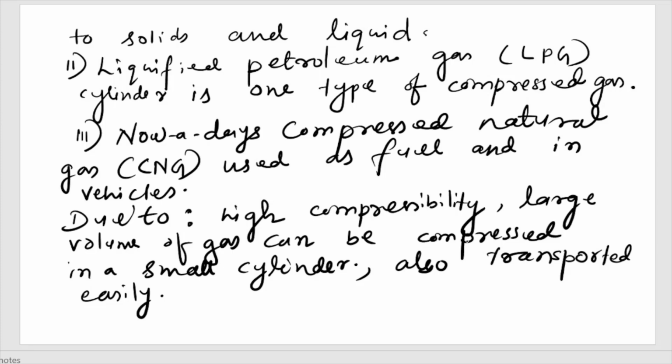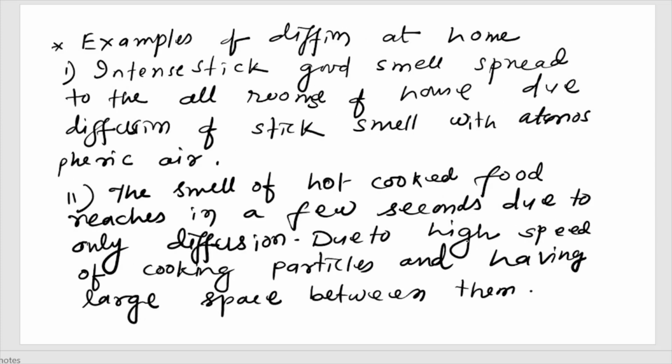Due to high compressibility, a large volume of gas can be compressed, because by giving pressure it is compressed. So a high volume can be compressed into a small cylinder and also transported easily. You know, gases can't be transported to places that are very far away, but when you give compression, you can transport them to any place.